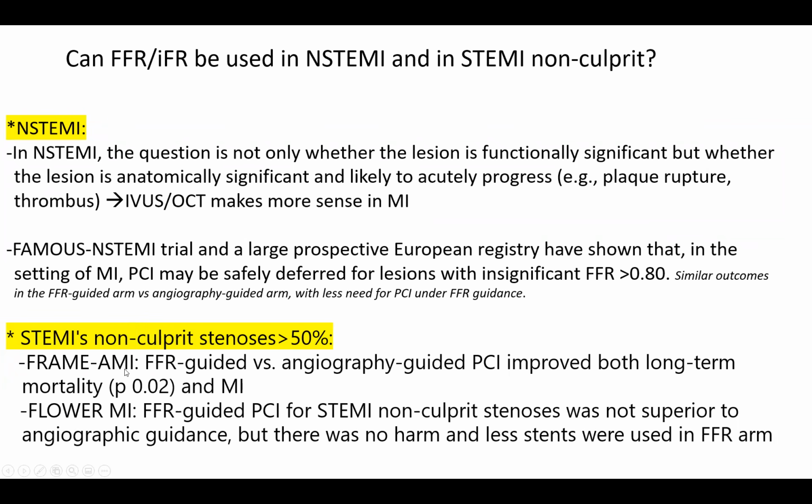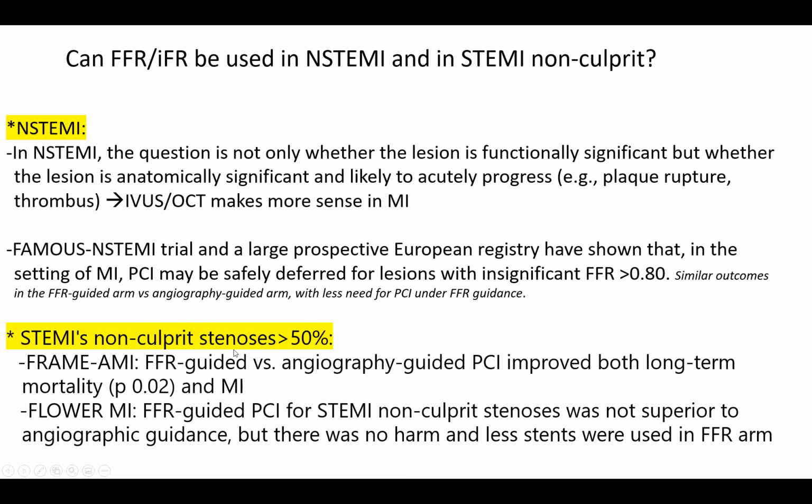FRAME-MI was presented recently at ESC, and it showed actually that FFR-guided PCI versus angiography-guided PCI of non-culprit stenosis actually improved both long-term mortality and MI. That wasn't the case in FLOWER-MI, but both strategies were equally good, with fewer stents in the FFR-guided arm. So the bottom line, yes, FFR can be used in non-STEMI and in STEMI non-culprit, although the data is not as good as in stable CAD.